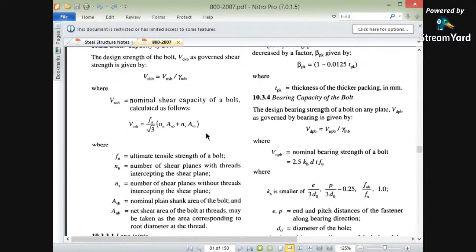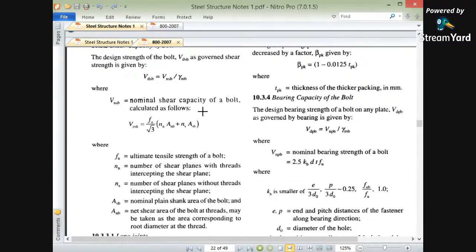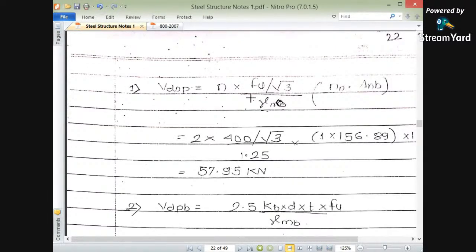We are considering the bolts in the threaded area. So only the threaded area we are considering, and the shank area we are considering as 0. So this 2 is multiplied with only this bracket, f_u divided by root 3, and then A_nb. No need to write down n_s A_sb, because we are not considering the shank area, only the threaded area. So here we have taken 2 f_u divided by square root of 3 gamma_mb.